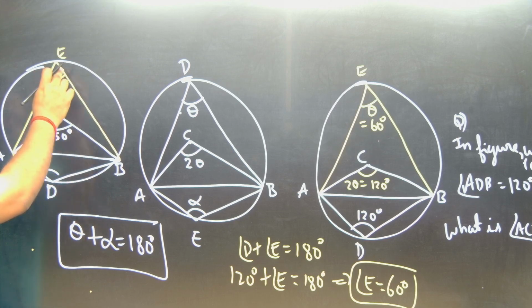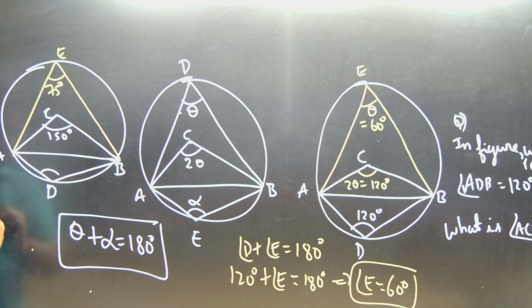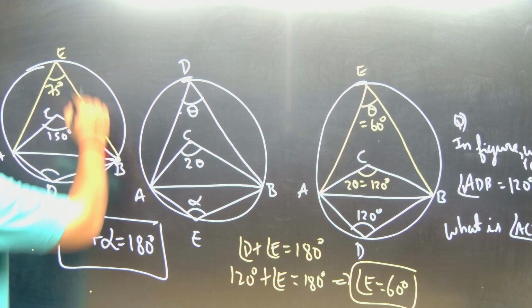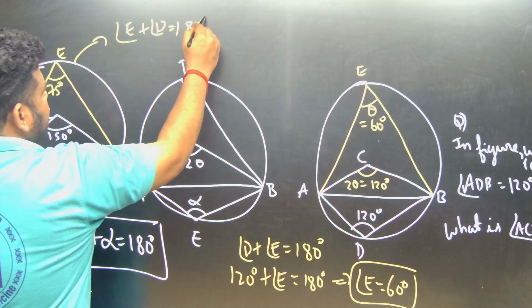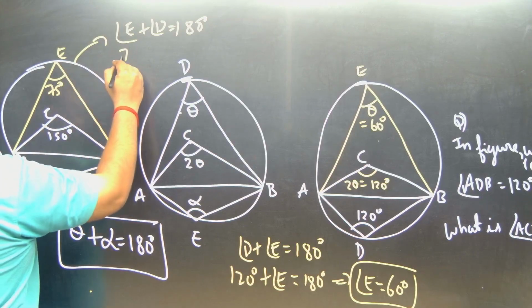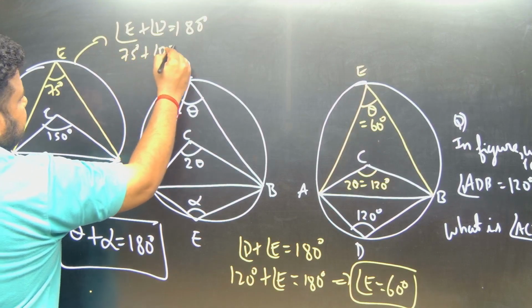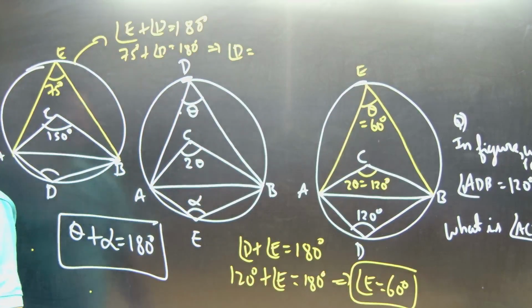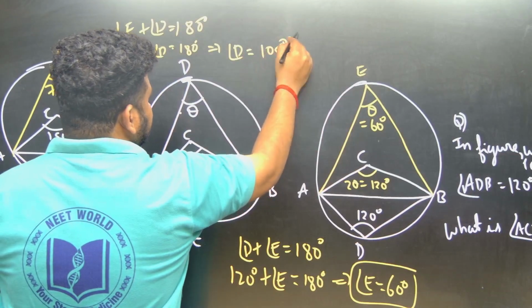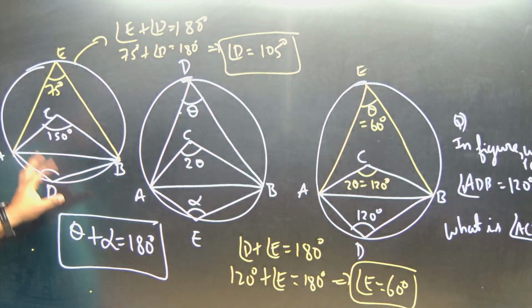And I know that angle E plus angle D is equal to 180 degrees. I hope it is visible to all of you. Let me write it at the top itself. Angle E plus angle D is equal to 180 degrees. But angle E is 75 degrees. 75 degrees plus angle D is equal to 180 degrees. That implies angle D is equal to 180 degrees minus 75, that is nothing but 105 degrees.